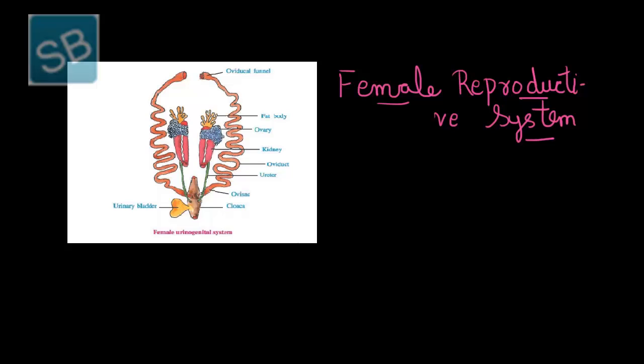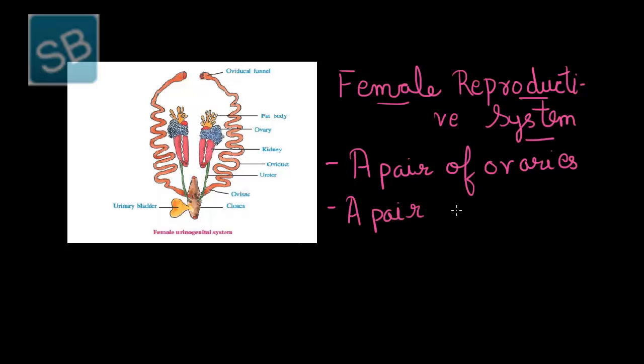Now let us understand the female reproductive system of frog. This figure describes the female genital system. As per the figure, the female reproductive system of frog basically includes a pair of ovaries, a pair of oviducts, and ovisac.